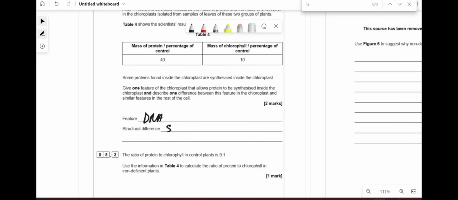So the structural difference is it's shorter, or you could say it's non-linear. So DNA in the nucleus is linear, whereas here it would be circular, or you could say it's not associated with histones or proteins.